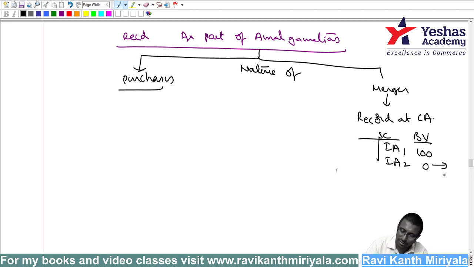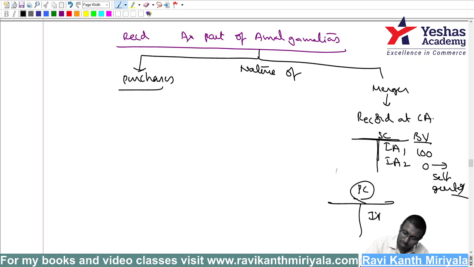This is self-generated, and since it is self-generated, we have not recognized it. Now the question is about the purchasing company. If it is a merger, I don't have an option. I have to record intangible asset 1 at 100, and intangible asset 2 will not be recognized, because all assets and liabilities should be recorded at book value, carrying amount.